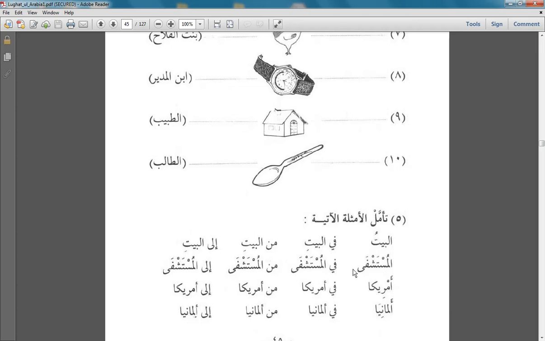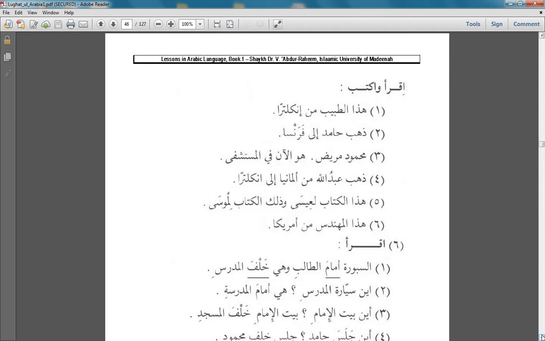So al-mustashfa, fil-mustashfa, min al-mustashfa, ila al-mustashfa, and all the rest of the examples. America, the same thing. Almania, Germany, the same thing. Fi Almania, min Almania, ila Almania. So this is the point that they're trying to get across, that some nouns that end in a, you will not get a harful jar or a kasra physically put on them.